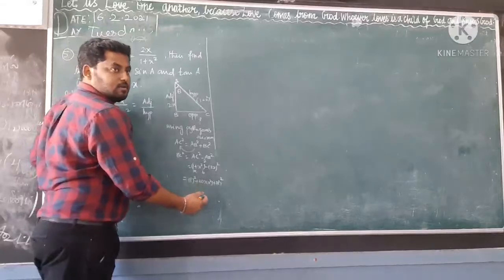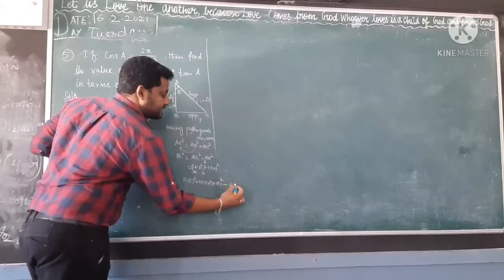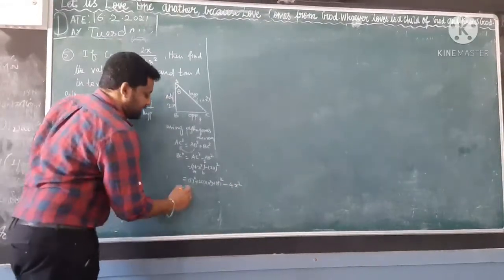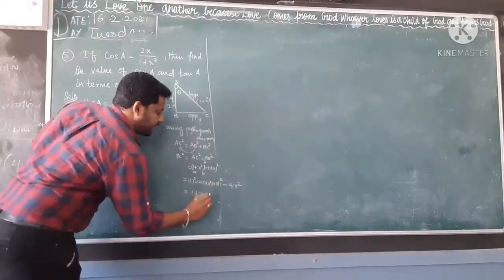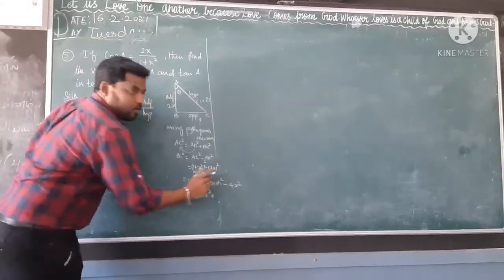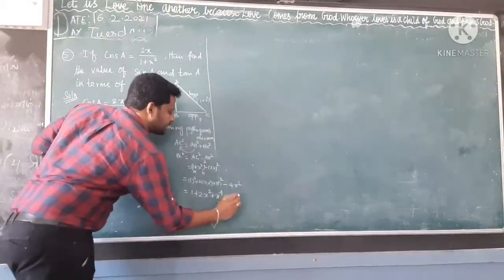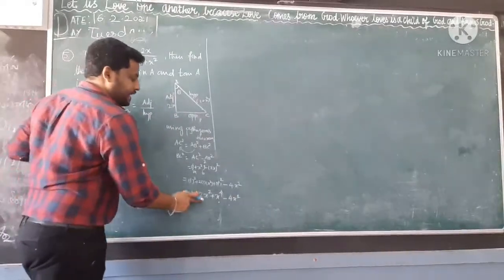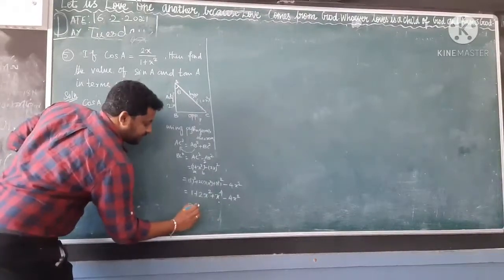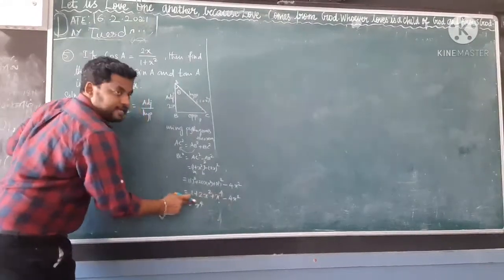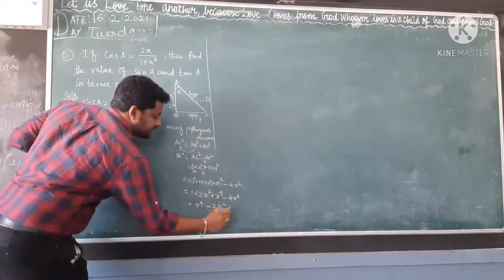Minus 2x the whole square, that is minus 4x square. Now 1 square is 1, plus 2 into 1 into x square is 2x square, plus x square the whole square is x power 4, minus 4x square. Now 2x square minus 4x square is minus 2x square. So x power 4 minus 2x square plus 1.